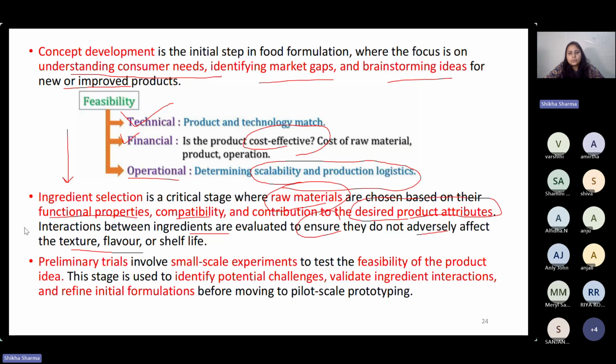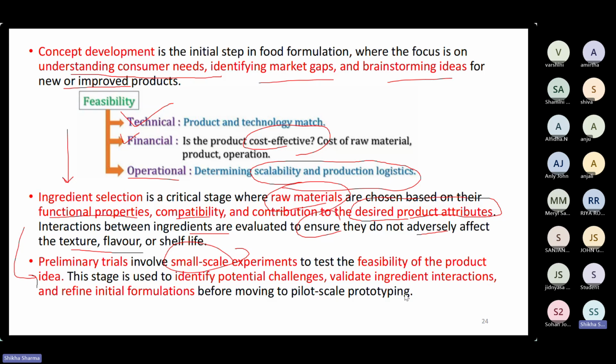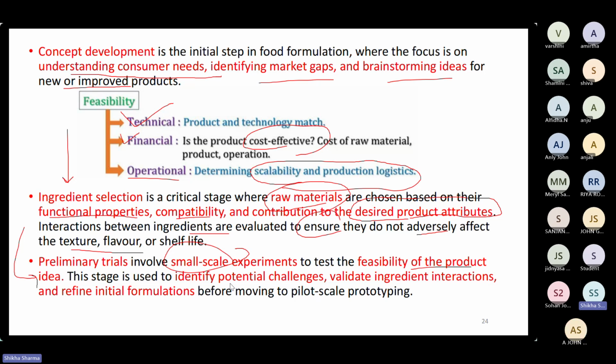Then we do the preliminary analysis or trials, where we do small scale experiments to test the feasibility of the product idea. This stage is basically used to identify the potential challenges, validate the ingredient interactions, and refine the initial formulations before moving to pilot scale prototyping.